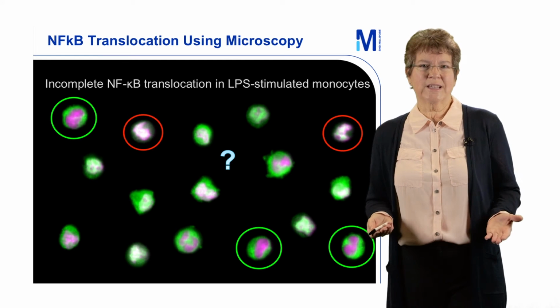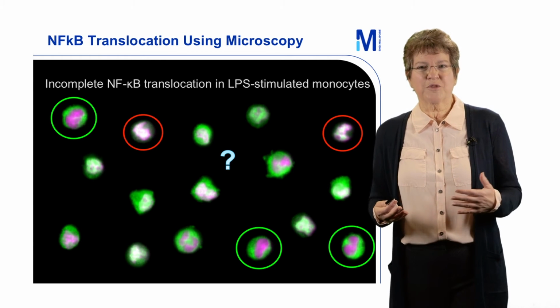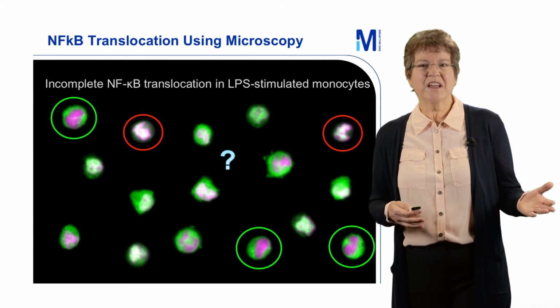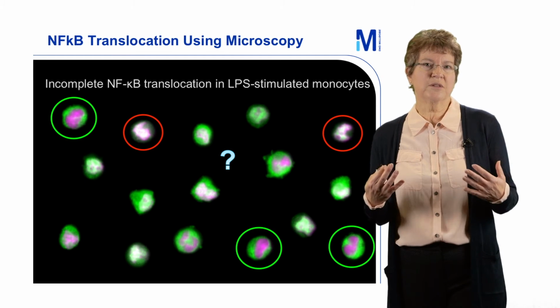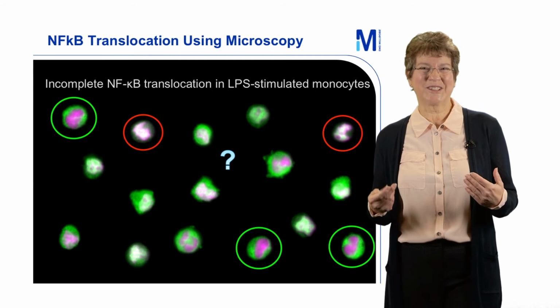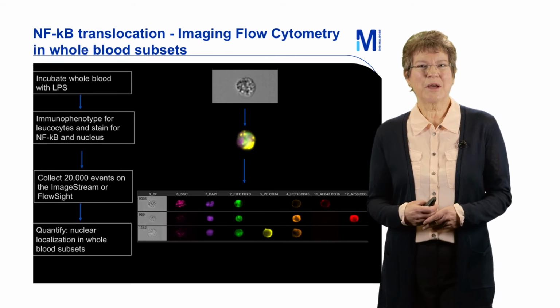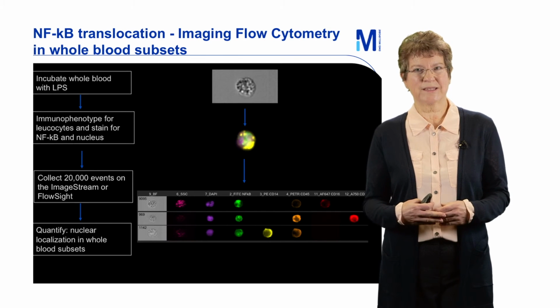But what about the rest of the cells? I think we might get into some arguments over, is this one 75%, is this one 25%? It's very hard to quantitate using microscopy, and it's subjective. I'm going to show you an example of NFkB translocation in whole blood subsets.